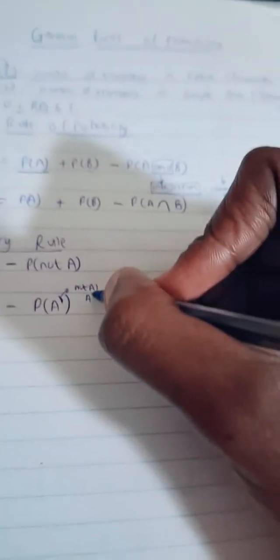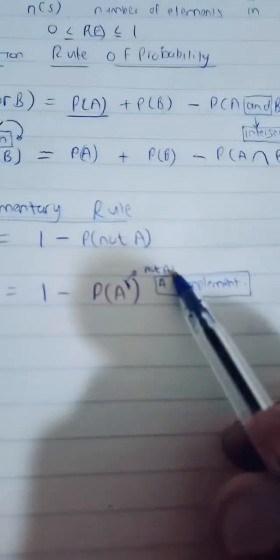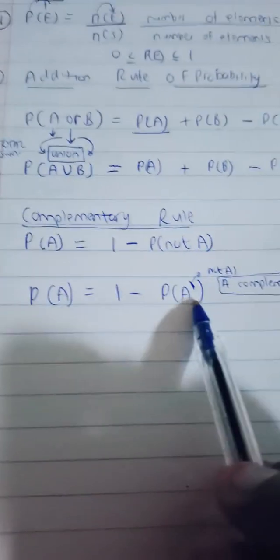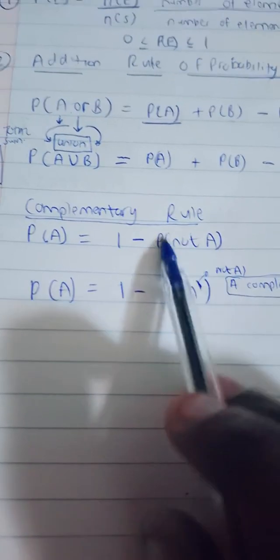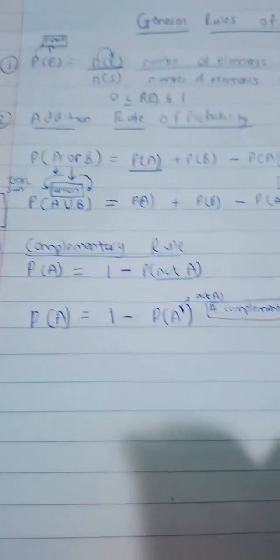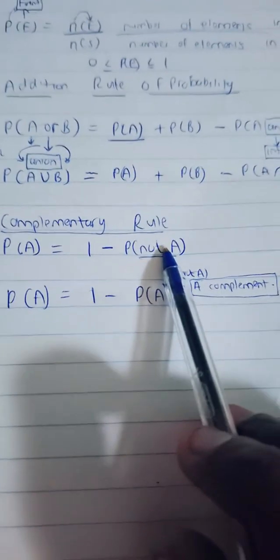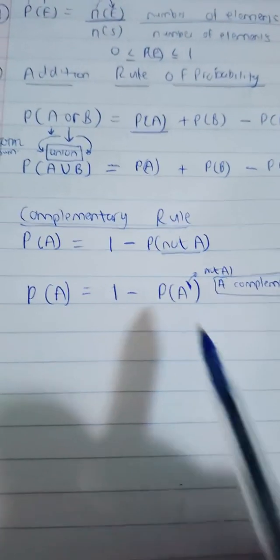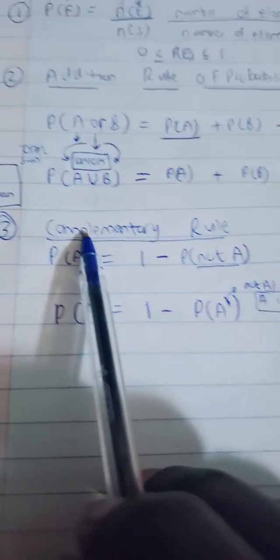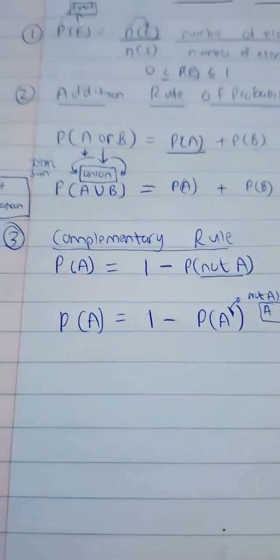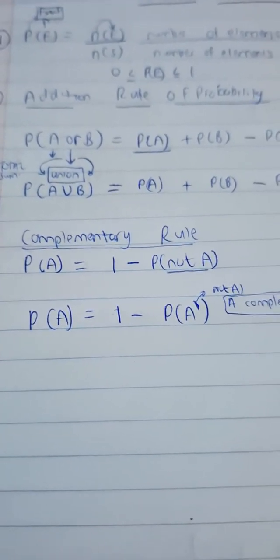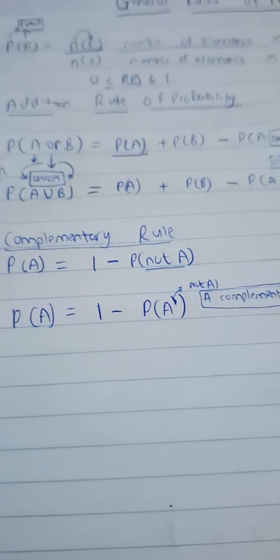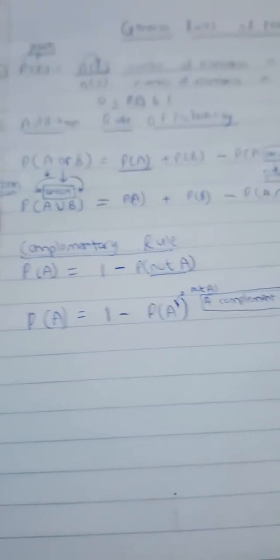But that A complement has meaning. It just means not A. So this is an alternative notation that they utilize to say A complement simply means not A. So we should not be shocked when we see not A and sometimes A complement, because these simply mean the same thing. So this is what we call the complementary rule. Okay, we call them what? The complementary rule. Okay, now that is enough about our rules.